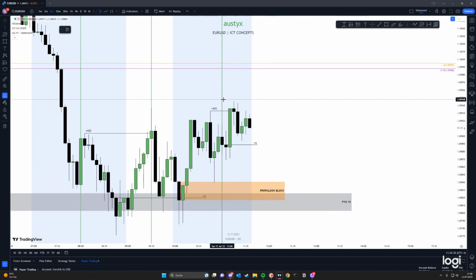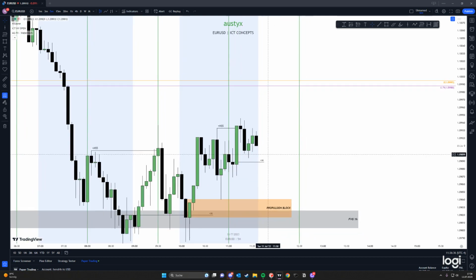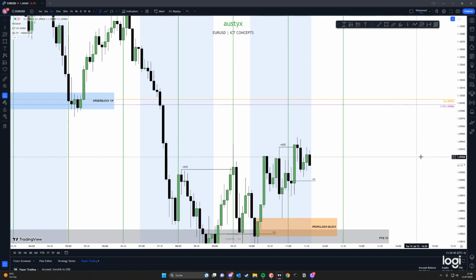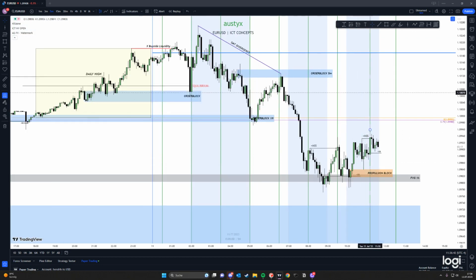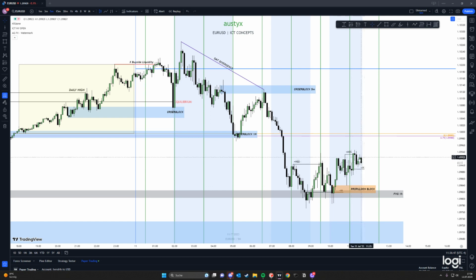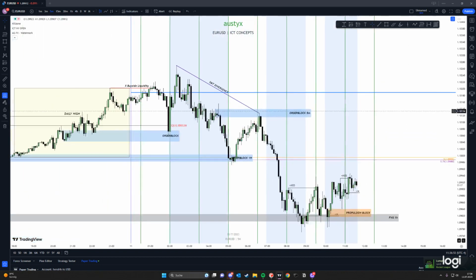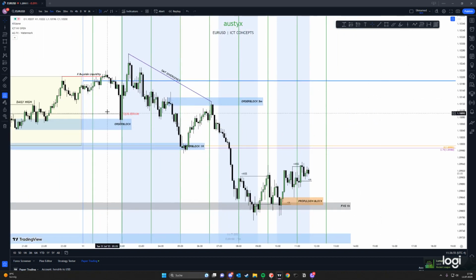So the next cycle ends at 12:30. I don't know if this is the low yet, but we will see. So that's it for the review of today's price action, basically. I know the day isn't over yet, but that's basically everything that's interesting to me. Anything later doesn't matter anymore.